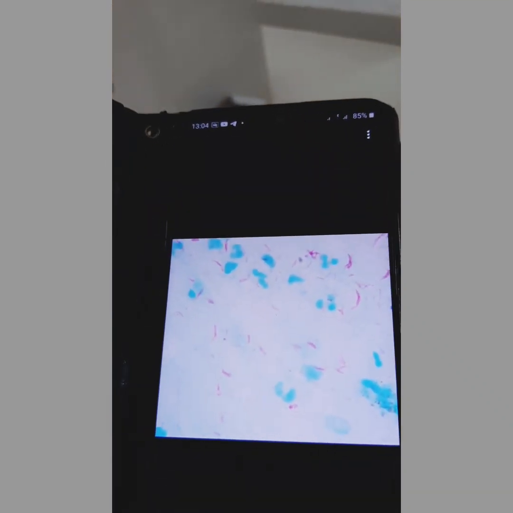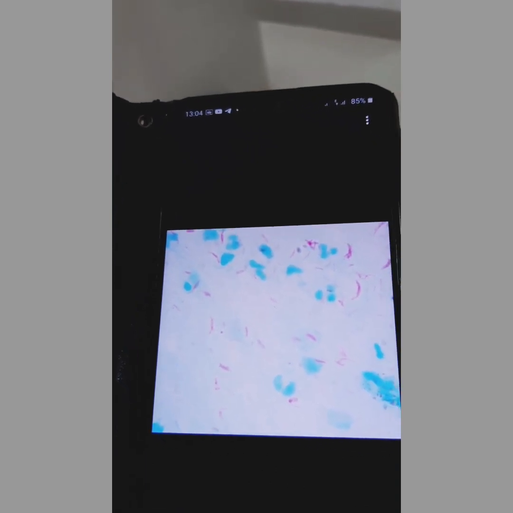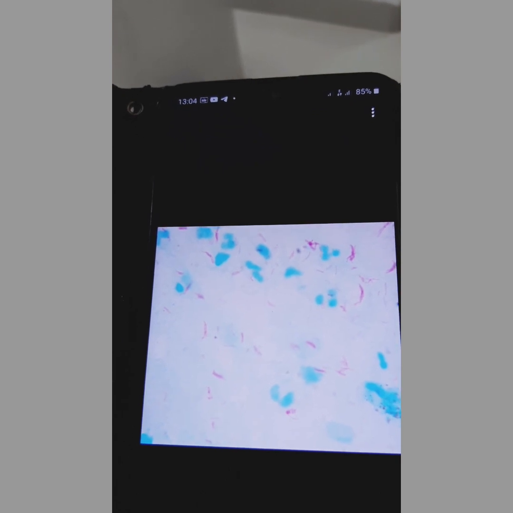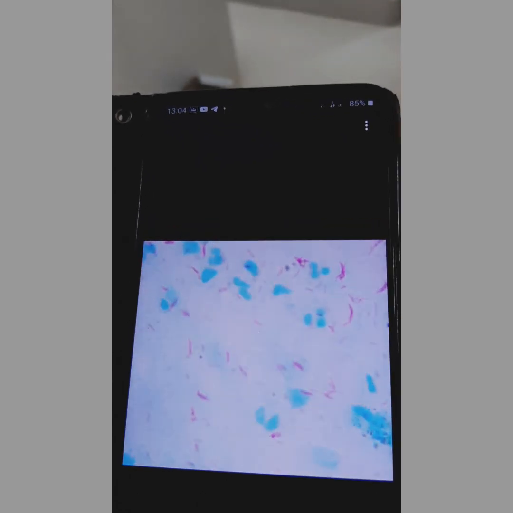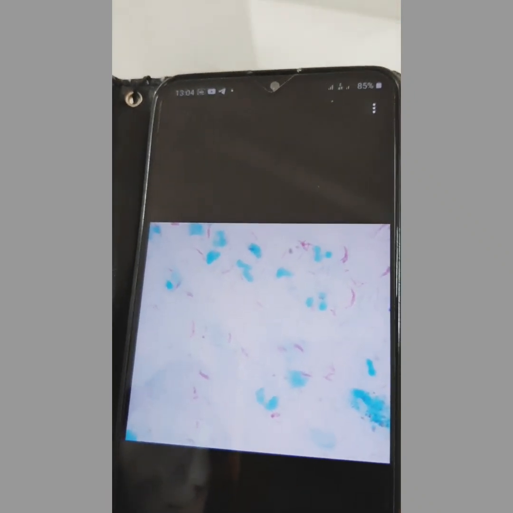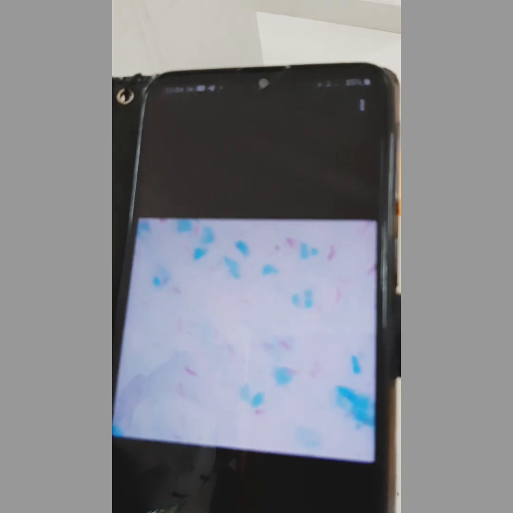Here you can see acid fast bacilli, the pink color rod-shaped organisms. They are filamentous, not like the usual bacteria, and you can see the blue background, which is pus cells. So you have to focus the smear like that. Pink color rod-shaped.